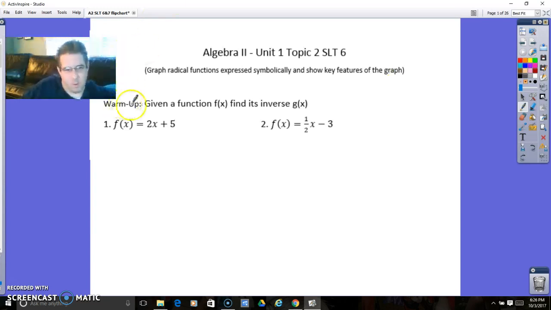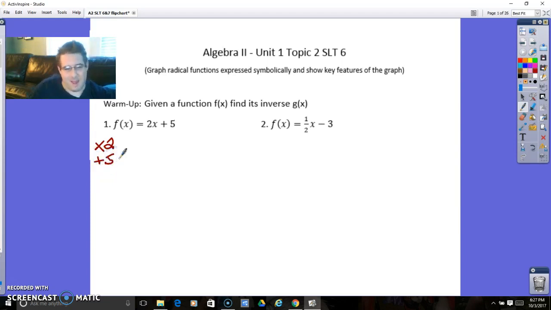Okay, so warm up. Given a function f of x, find its inverse g of x. In this case, we've got multiplication and then addition. If you use the order of operations, which is parentheses, exponents, multiply, divide, add, and subtract, it has to be done in that order. I'm going to list out the order here. So times 2 would have to be first. If I knew the value of x, and I was substituting that value in for x, I would have to multiply first and then add second.